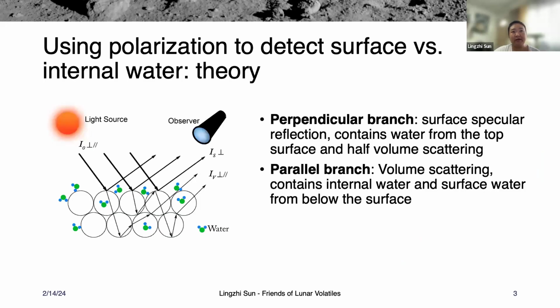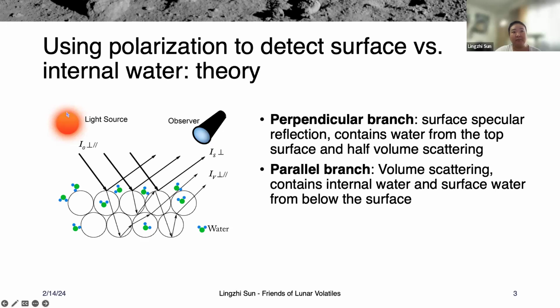So we got inspired by polarization. So let's start with a little bit of theory. Hopefully you can see my mouse moving.